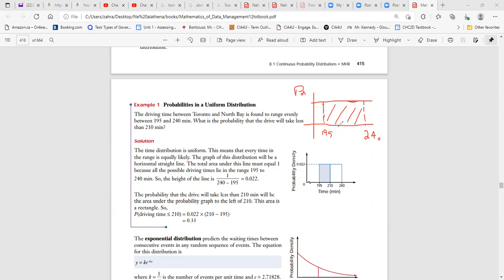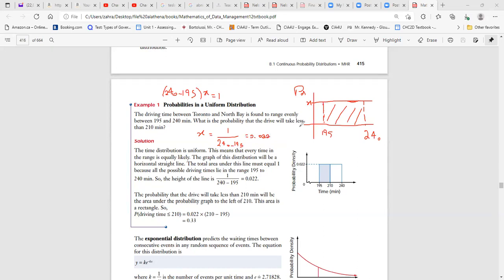I know this length is 240 minus 195, right? But I don't know this height. Let's just call it x. This length multiplied by x equals 1, so it's length multiplied by the height. So x, the height, is equal to 1 over 240 minus 195, which is equal to 0.022. I know the height is going to be 0.022.